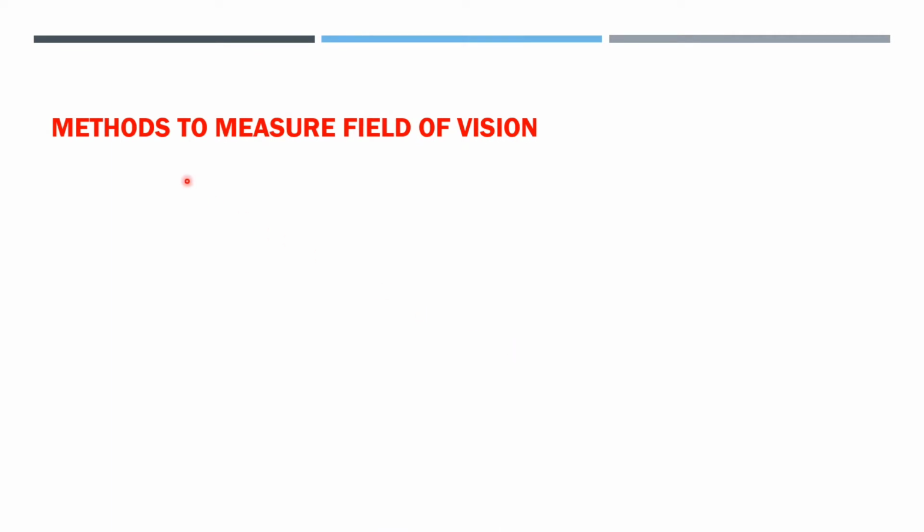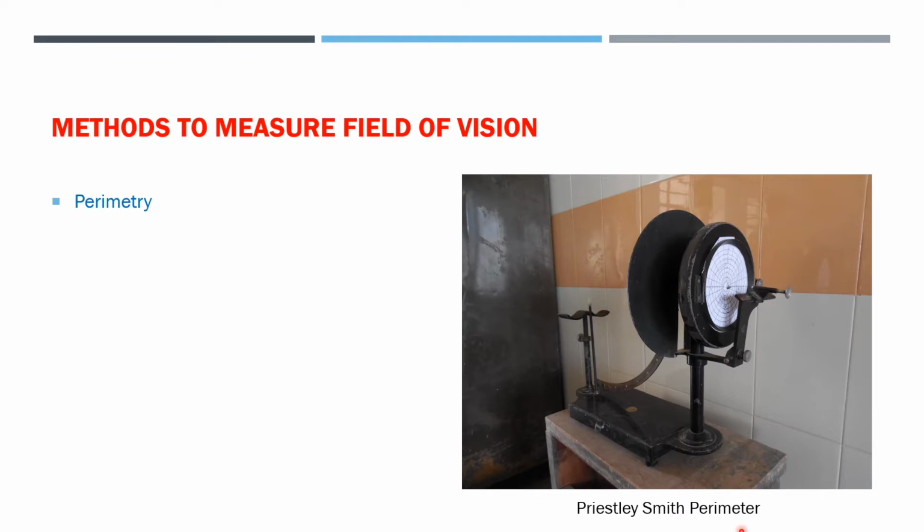So what are the methods to measure the field of vision? First one is the perimetry. This is what we are going to discuss in today's practical. Here we use an instrument known as Priestley Smith perimeter.